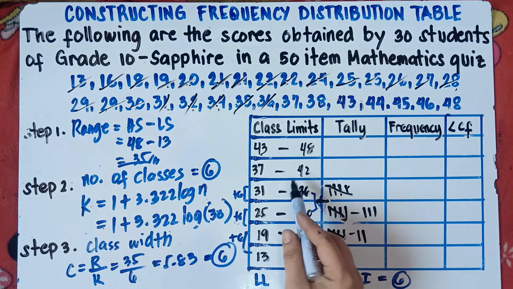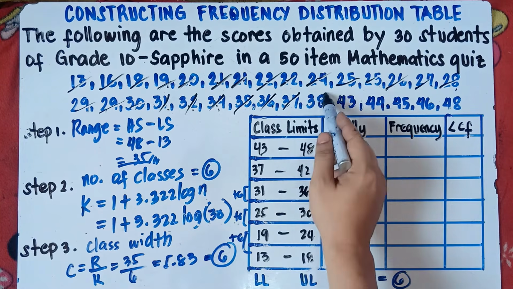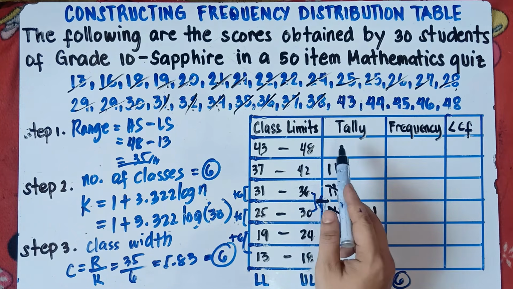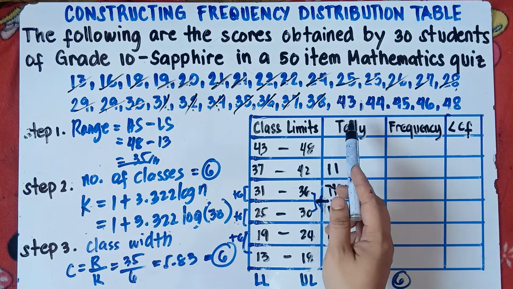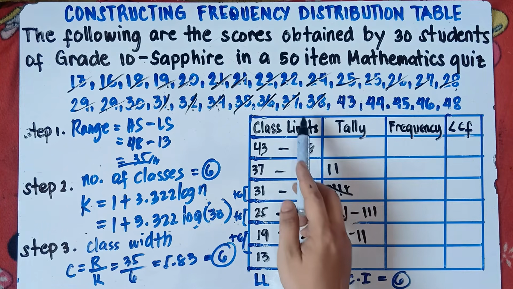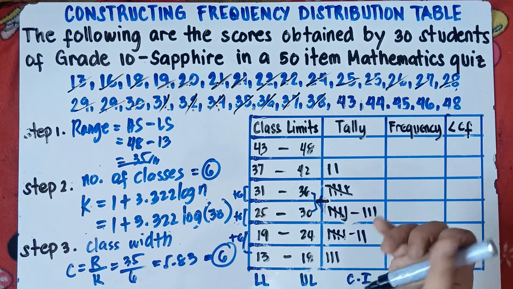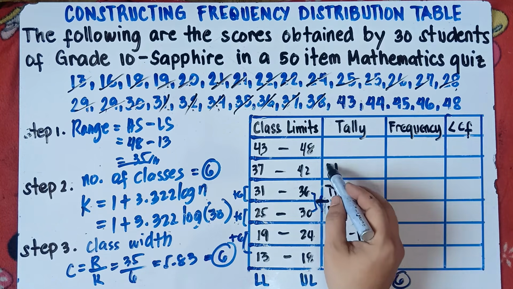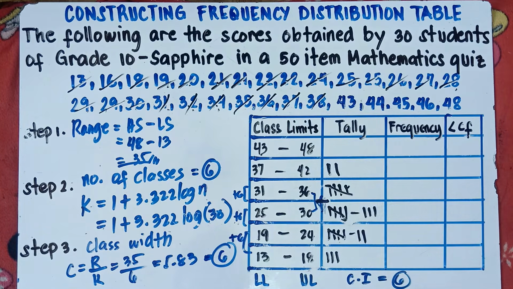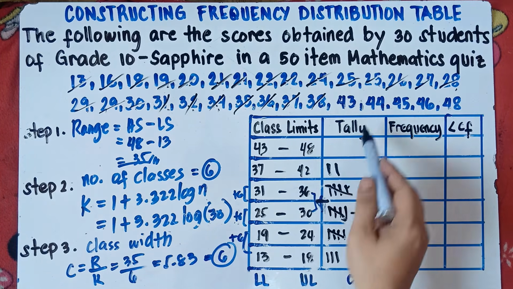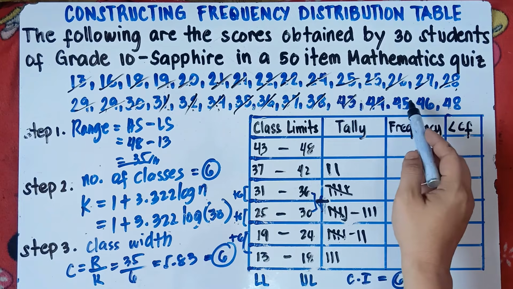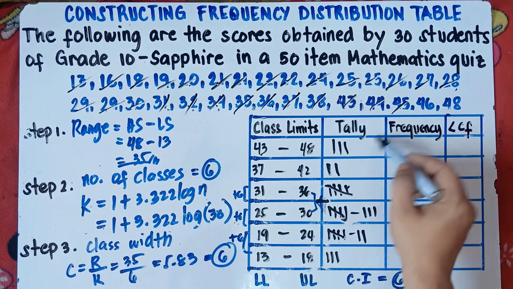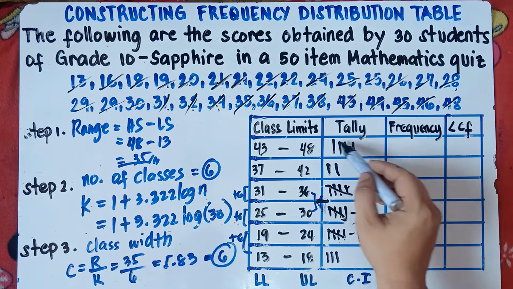Alright, 37 to 42. We only have 37 and 38. We don't have 42, right? We don't have 39, 40, 41, and 42. Therefore, we only have 2. Our tally is only 2. Alright, 43 to 48. 1, 2, 43, then 44, 45, 46, then 48. Alright, we have 5.